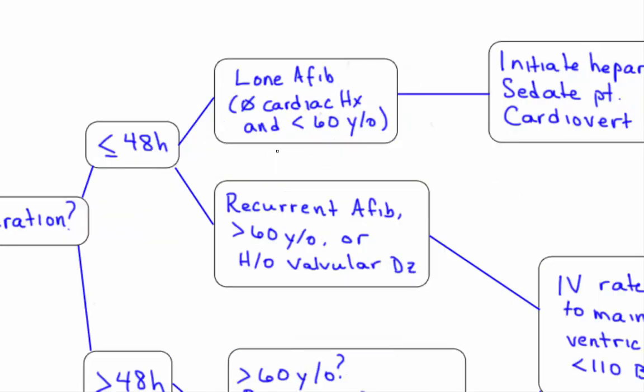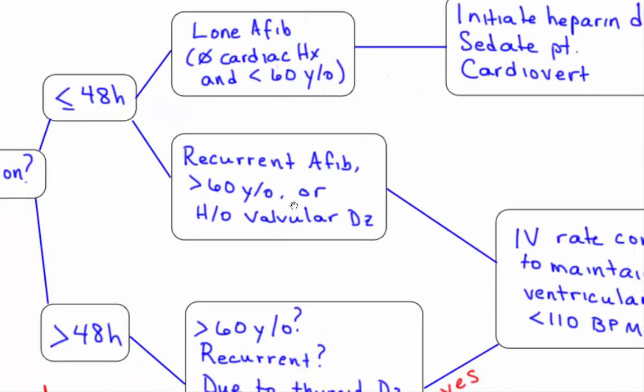Okay, so this new onset AFib that's happened less than 48 hours ago, if it's recurrent AFib, or if they have a history of valvular disorder, or are older than 60 years old, cardioversion is going to be more likely to fail. So we'll need to go ahead and control the ventricular rate with IV rate controlling agents. Of course, the patient could always request to be cardioverted, but that approach is a little bit more nuanced and somewhat beyond the scope of what we're talking about today.